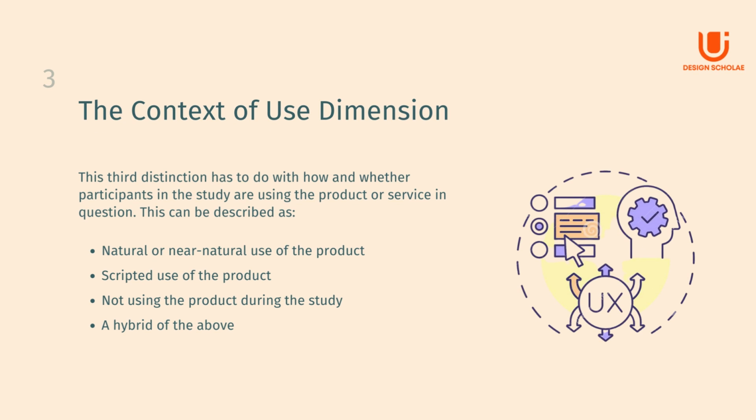Next is the context of use dimension. This third distinction has to do with how and whether participants in the study are using the product or service in question. This can be described as natural or near natural use of the product, scripted use of the product, not using the product during the study, or a hybrid of the above.